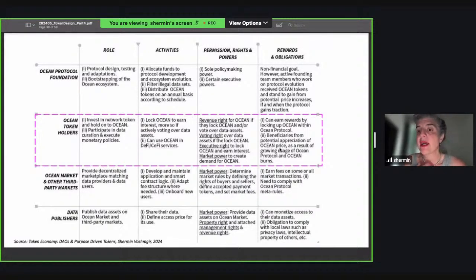Ocean token, as for rewards and obligations: Ocean token holders can earn rewards by locking up Ocean within the protocol. They are the beneficiaries from potential appreciation of the Ocean price if the protocol is more successful or gains more traction in the future, as a growing usage of the protocol.